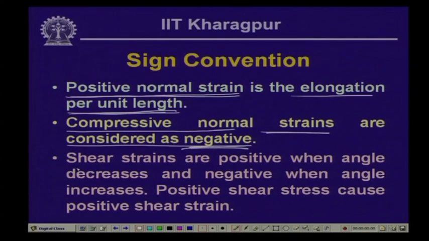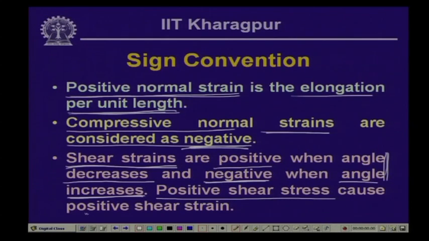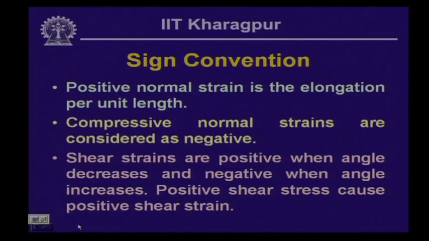Now, in case of shear strains, this is a little different from the normal strain. They are positive when the angle decreases and negative when the angle increases. This will probably be clearer if we look at the figures. Based on this definition of positive and negative shears, we can say that positive shear stress causes positive shear strain and vice versa. So, let us look into the figures and then it will be clearer.